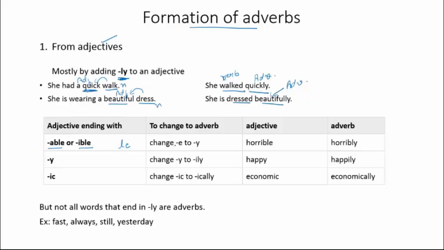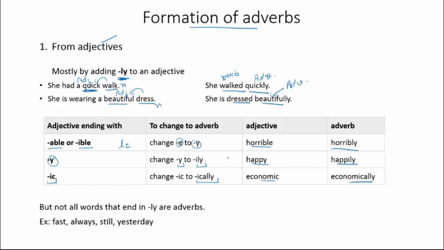So usually if an adjective ends with able or ble, or for instance with le, what we do is we change the e to y, and horrible becomes horribly. If the adjective ends with y, we just change y to ily. For example, happy becomes happily. If the adjective ends with ic, we change it to ically. That means economic becomes economically. These are just examples. There are a wide variety of words.